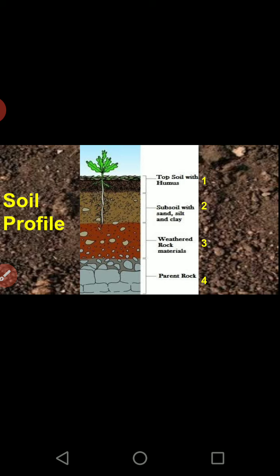We have igneous rocks, sedimentary rocks, and metamorphic rocks. Igneous is made out of lava, when the lava comes out and cools down, that is an igneous rock. Sedimentary rock: when the river flows and brings lots of sediment, and the sediment gets deposited one on another, that hardens, and this hardened rock is called a sedimentary rock.